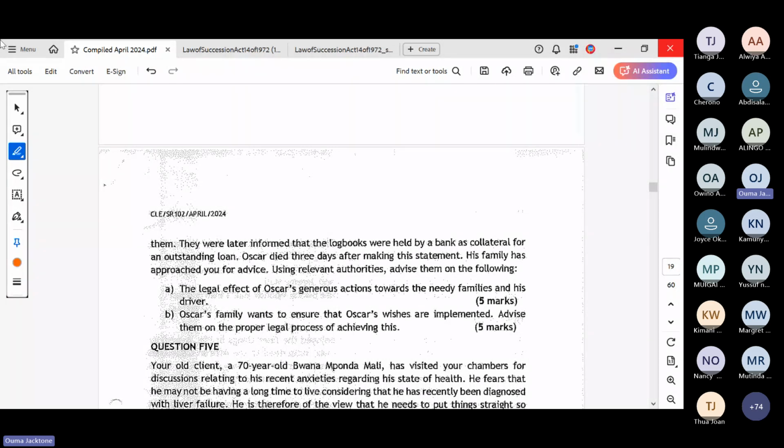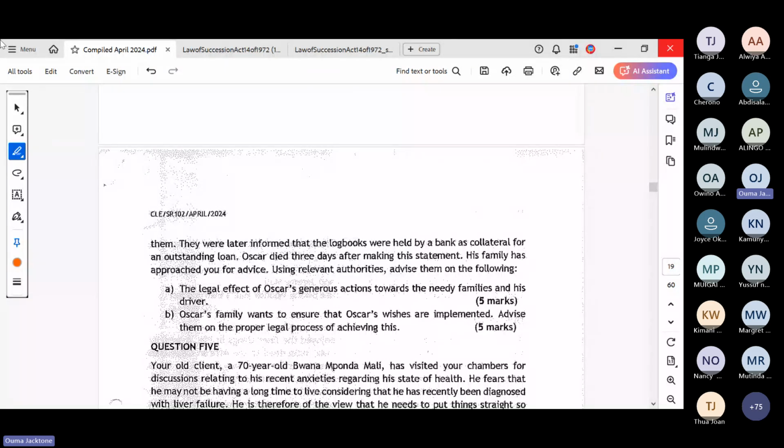Now, in an instance where they want to pay, because you're being told that they are insisting that the wishes of Oscar must be actualized. So they need to pay the loan, discharge the vehicles, and give them to Oscar. So remember the rule when it comes to gifts in contemplation of death is that the property shall pass if they meet the conditions. Number 2, if those properties are used as collaterals to secure some facilities, then the gift will only pass if the estate of the deceased person is able to pay the debt.